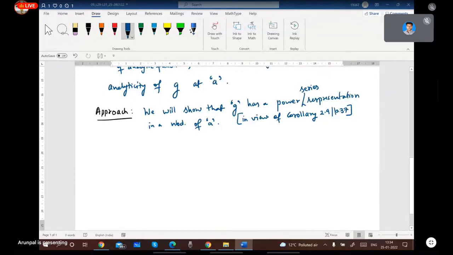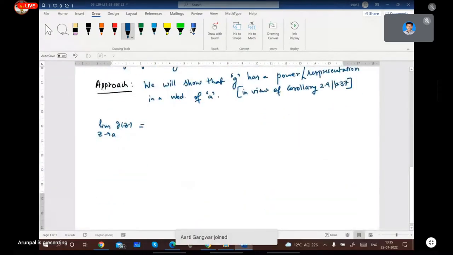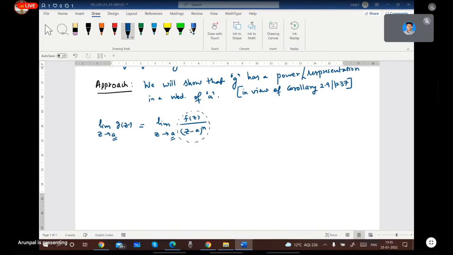So to that first, class, I show that G is continuous at A. For this, I am starting like this: G(A) is equal to the limit z tending to A of f(z) upon (z minus A) to the power n. Is this okay, class? This is the definition of G(z). Of course, you know that when we are taking limit at A, then we consider a deleted neighborhood. So in this expression, we know that the denominator is non-zero. Is this okay, class?